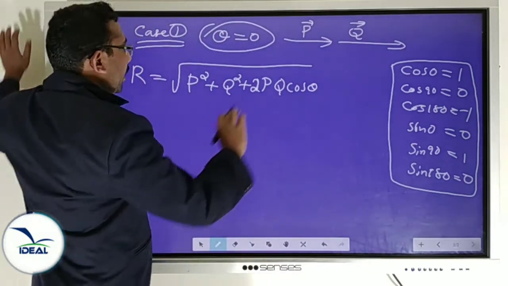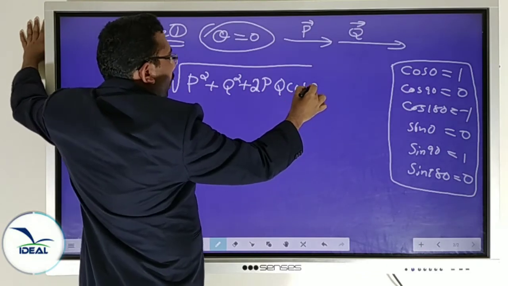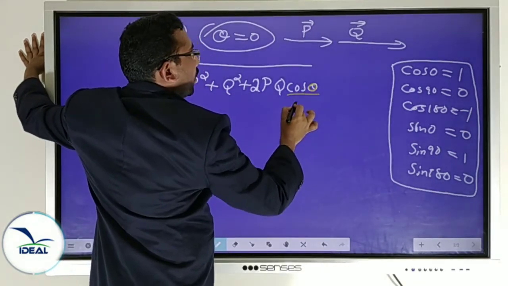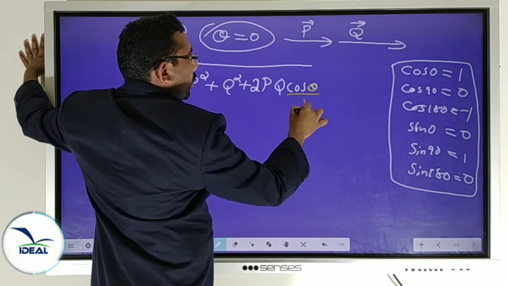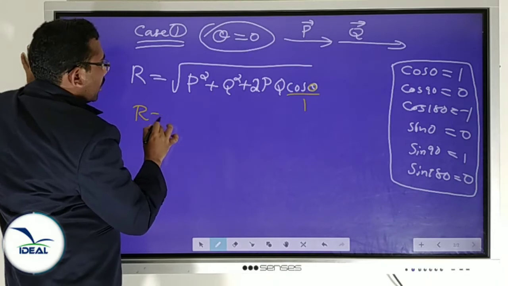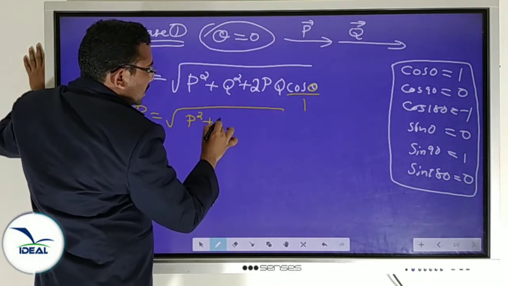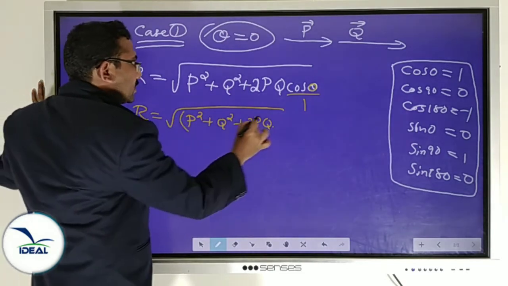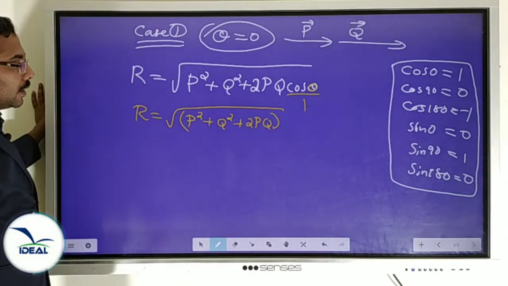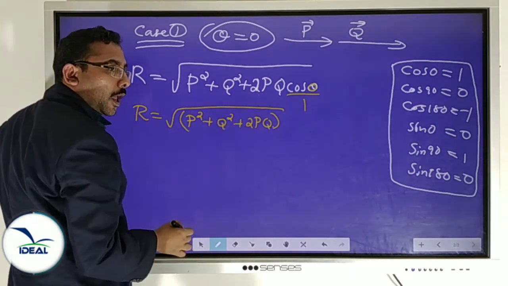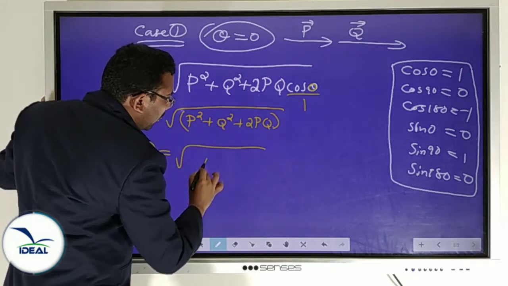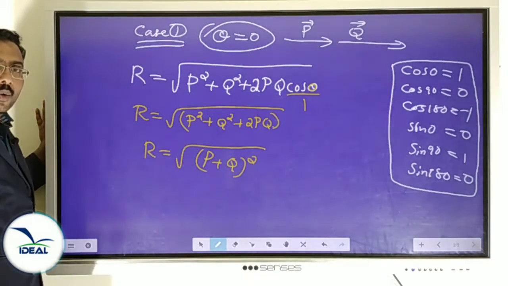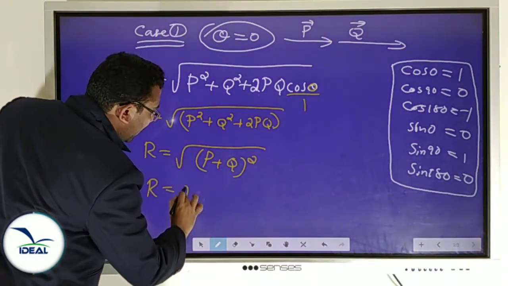Now here theta is 0. Then cos 0 equal to 1. Then R is equal to root of P square plus Q square plus 2PQ. In the bracket, a square plus b square plus 2ab is a plus b whole square. Then R equal to root of P plus Q whole square. Root and square will cancel. We got R equal to P plus Q.